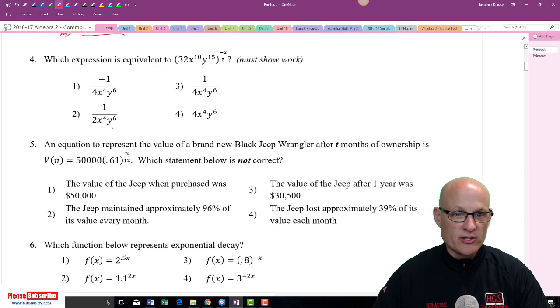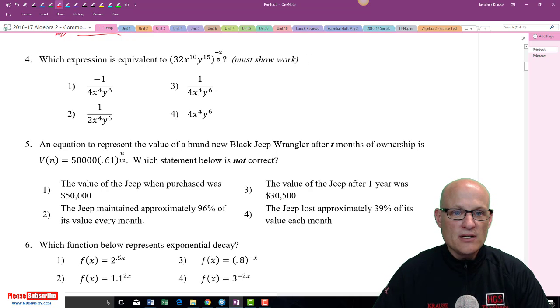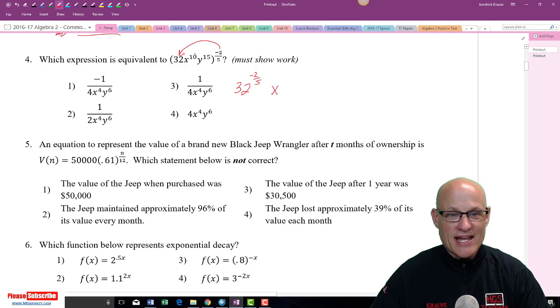All right, kids, what are we going to do with this thing? I think maybe what I would do is just give everybody the exponent. So this would be 32 to the negative 2/5. This would be x. Now 10 is an exponent, and that's an exponent, so I have to multiply them. So that would be negative 20 over 5, which would be negative 4.